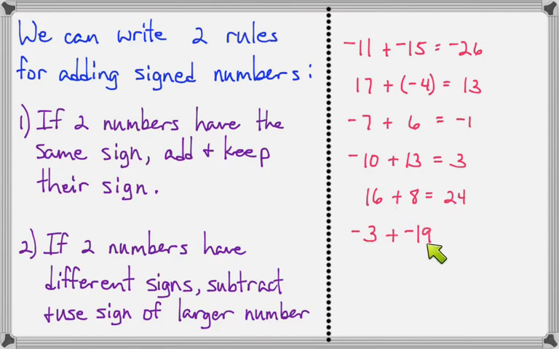Negative 3 plus negative 19, these are both negative numbers, so we add them together. That'll give us 22, and we use the same sign as the problem, so it's negative 22. 27 plus negative 15, the signs are different, so we subtract 27 and 15. That'll give us 12, and we use the sign of the larger number, so it'll be a positive 12.